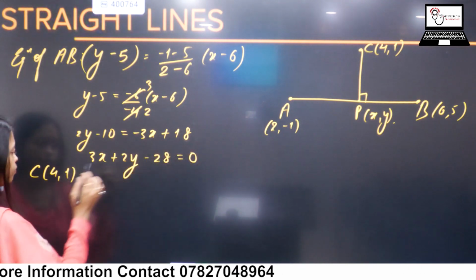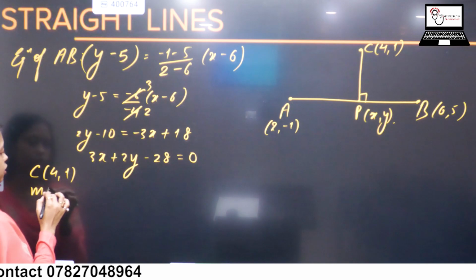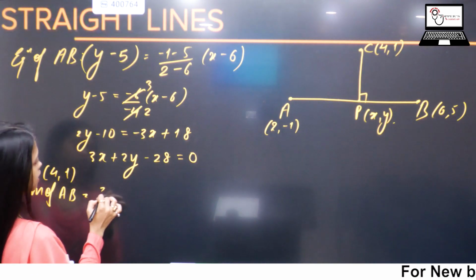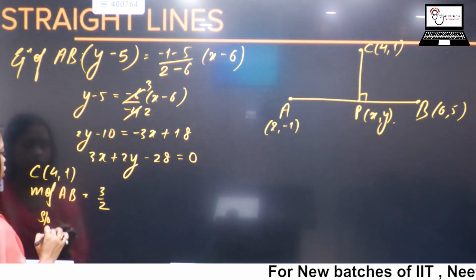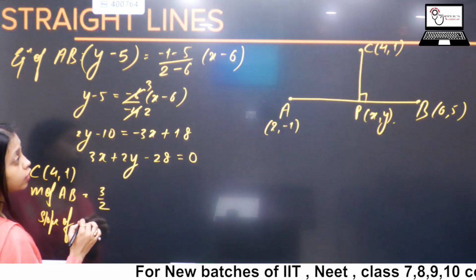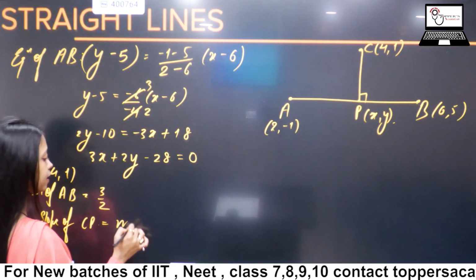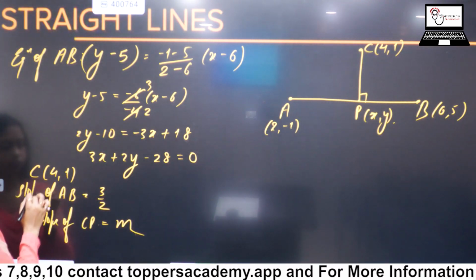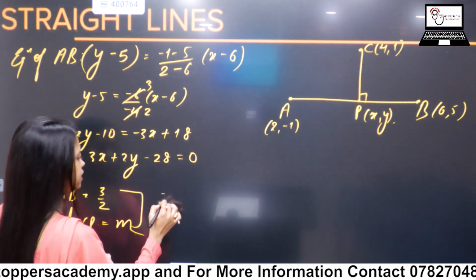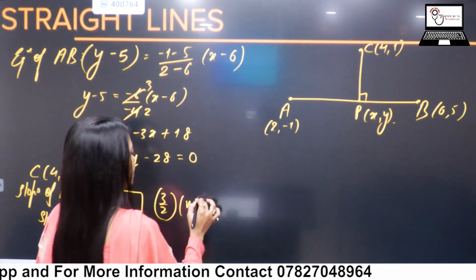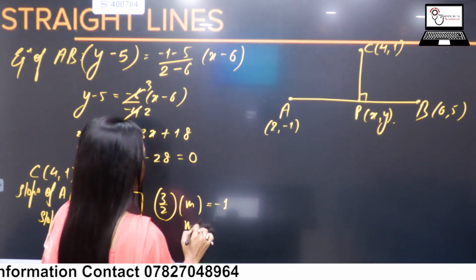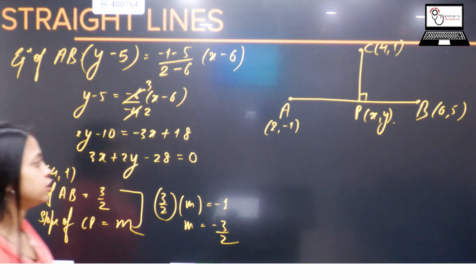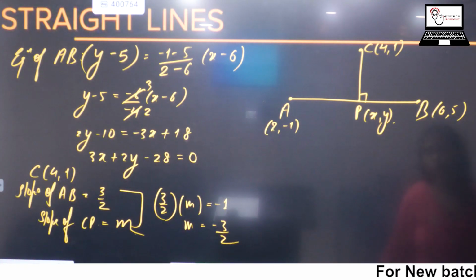C is 4, 1. From the points I have the slope of AB. M of AB is 3 by 2, and if the slope of CP I let it be M, so the relation is 3 by 2 multiplied by M is minus 1 because these lines are perpendicular, so M equals minus 3 by 2.